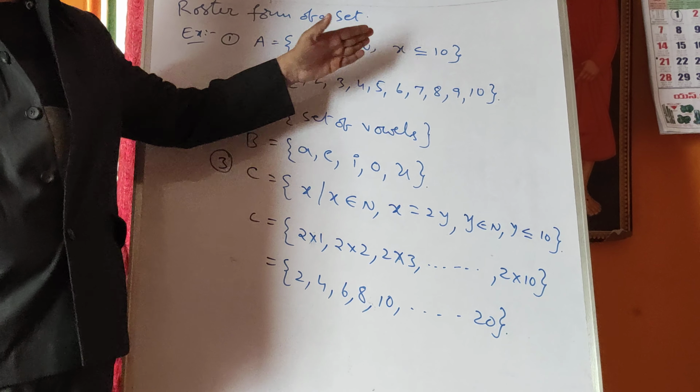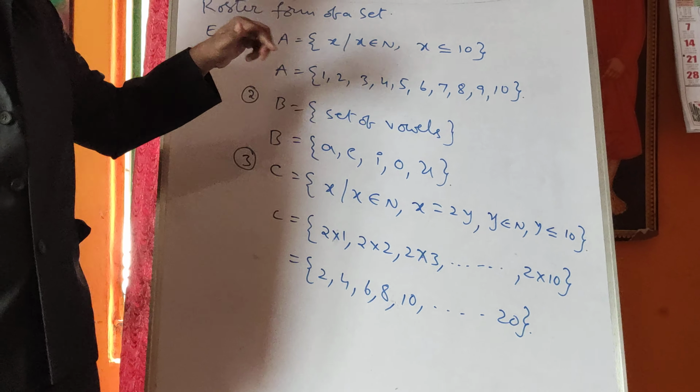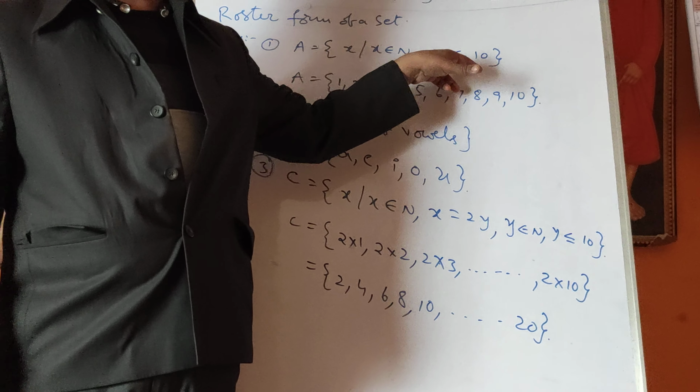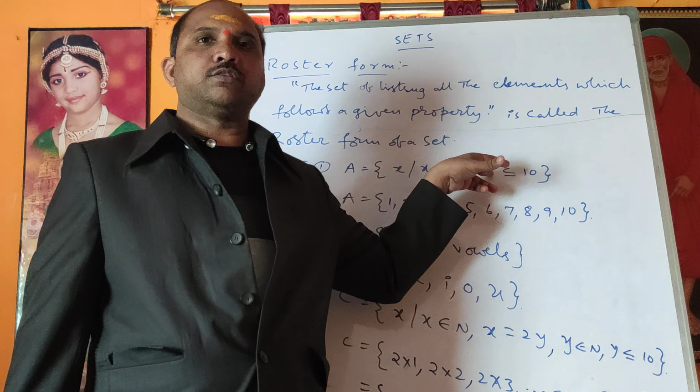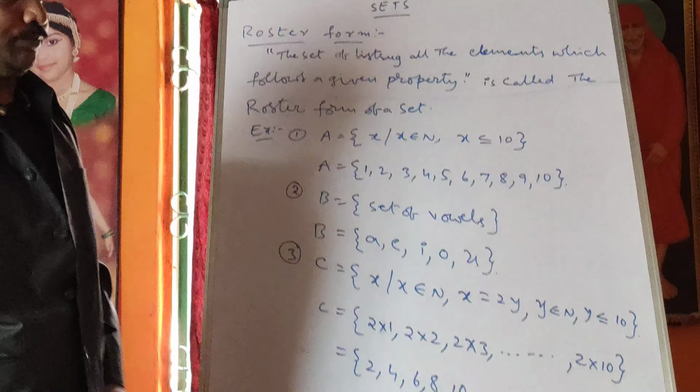Natural numbers we have taken up to 10: 1, 2, 3, 4, 5, 6, 7, 8 and so on up to 10. As we have less than or equal to, we should take 10 also. If we have strictly less than, we should take only up to 9. We should not take 10.